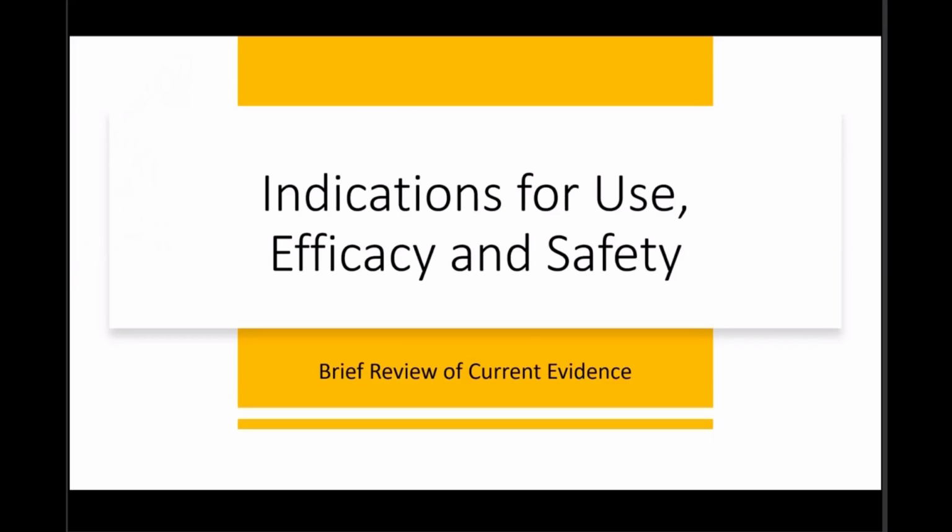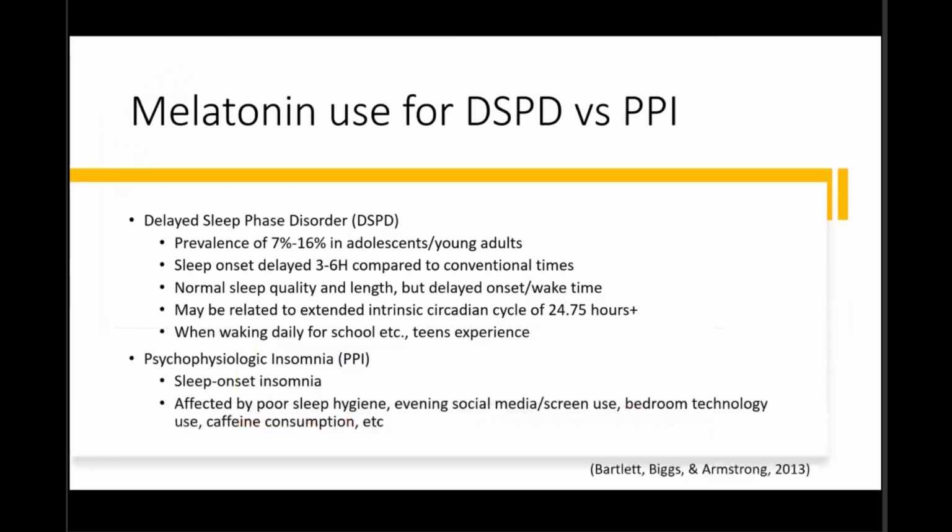So I'm going to quickly differentiate a little bit for you, without going into diagnostic criteria, a delayed sleep phase disorder versus psychophysiologic insomnia. What most parents, I feel, are using melatonin for is the psychophysiologic insomnia. So this is the poor sleep hygiene, on their phones late at night to calm down, quote unquote, TVs in the bedroom, etc. This is trouble falling asleep, and that's where that hypnotic or soporific effect of melatonin is typically used, just to get them to fall asleep.